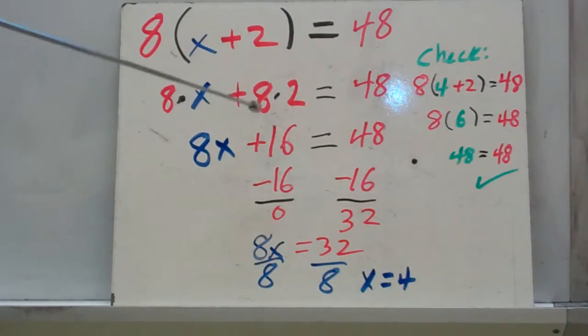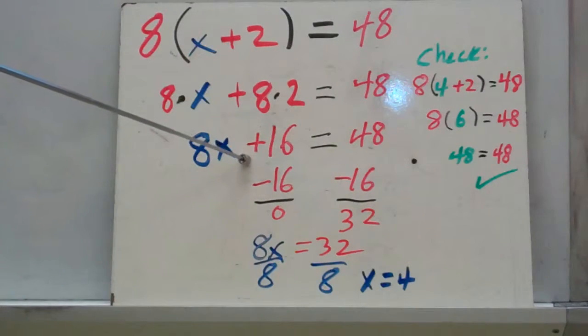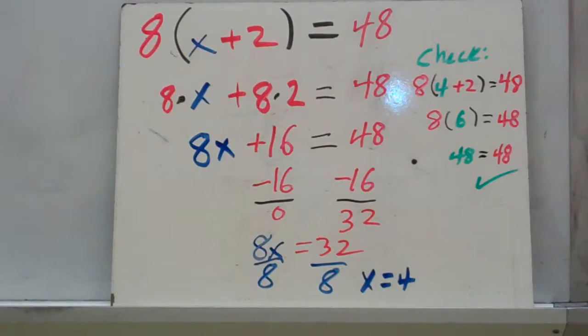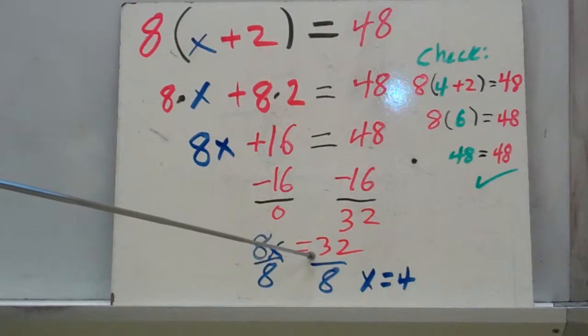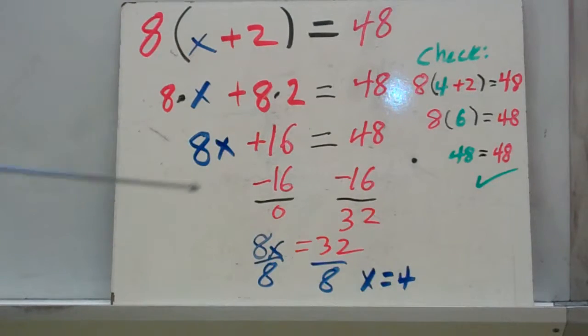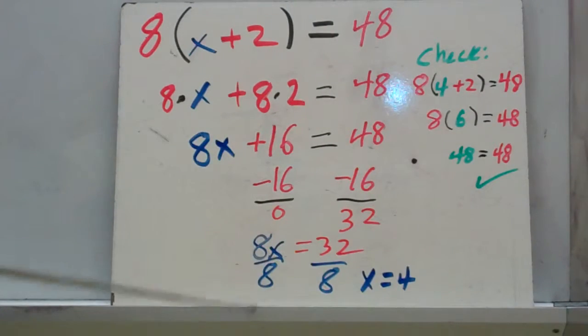So we can subtract 16 from both sides. 16 minus 16 is 0. 48 minus 16 is 32. So now we have 8x is equal to 32. We divide by 8 on both sides to isolate the x, and x in this case is 4.